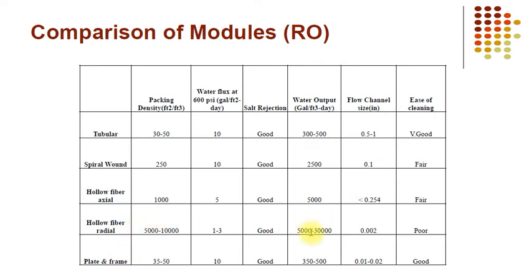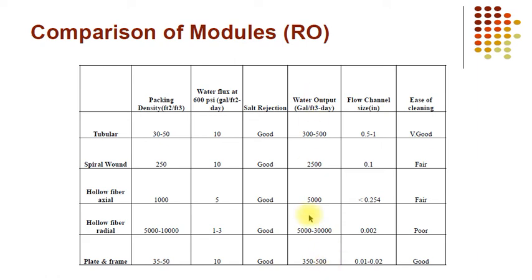Okay, and similarly, from the spiral wound module you have 2500, and from the hollow fiber axial module you have 5000. This is also quite high. So the hollow fiber modules have lesser flux but higher water output capacity. Why? Because the membrane densities are quite high. And the minimum water output comes from the tubular module and the plate and frame module.